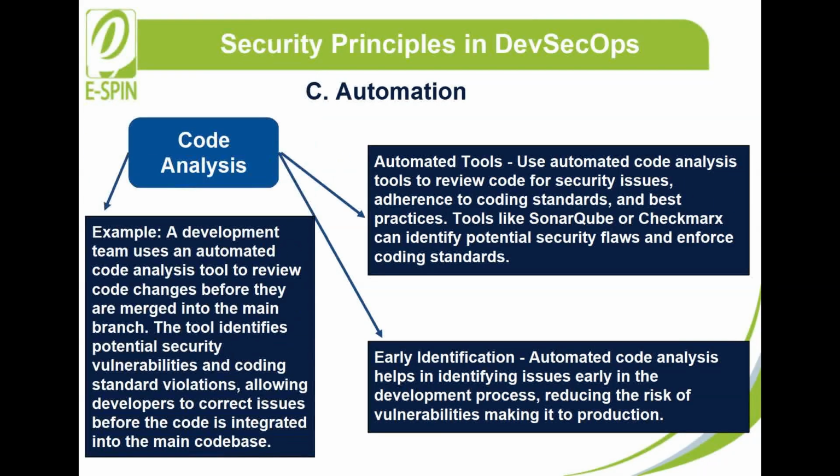Example: a development team uses an automated code analysis tool to review code changes before they are merged into the main branch. The tool identifies potential security vulnerabilities and coding standard violations, allowing developers to correct issues before the code is integrated into the main codebase.